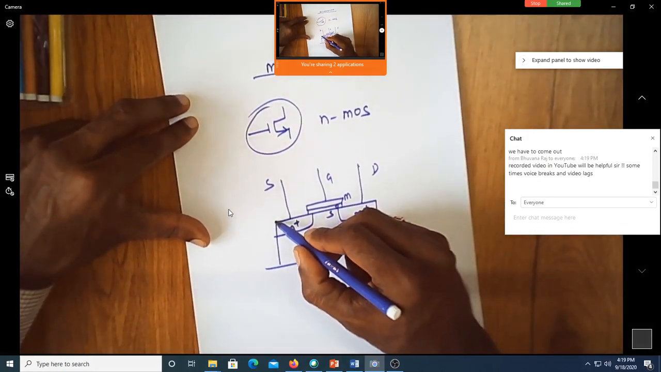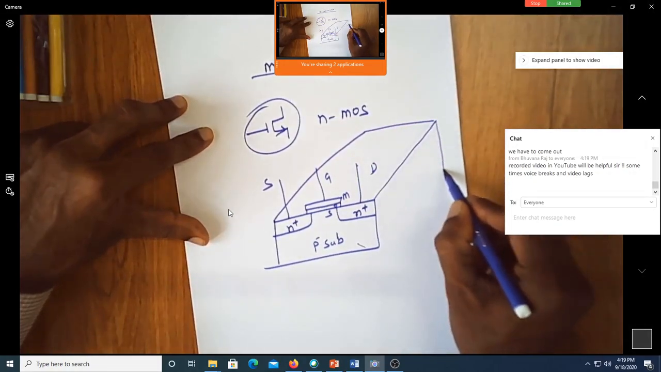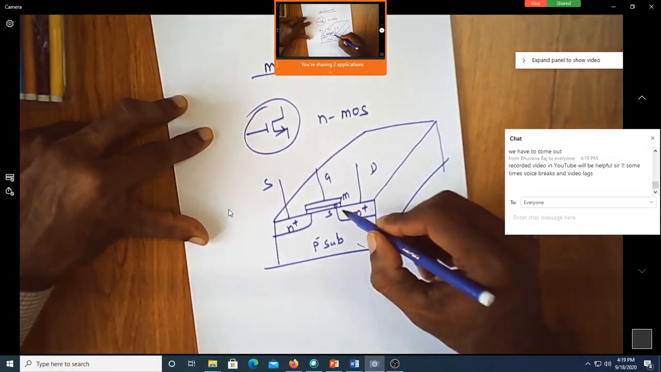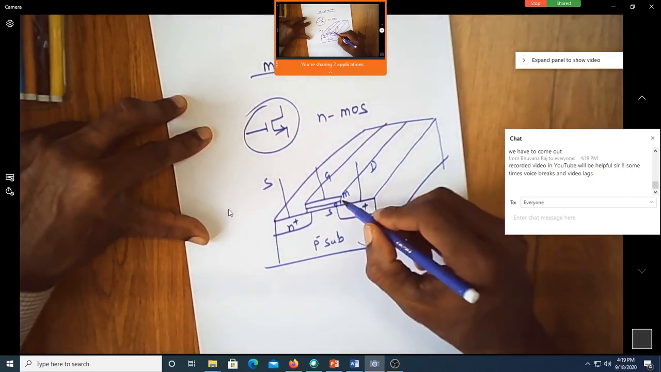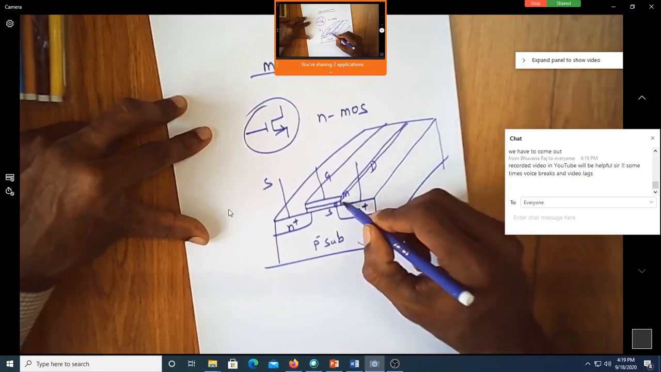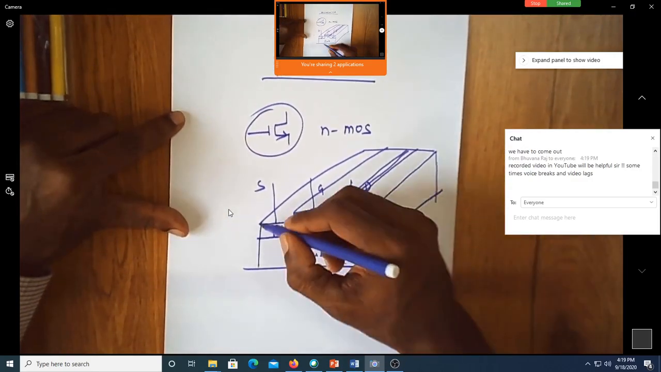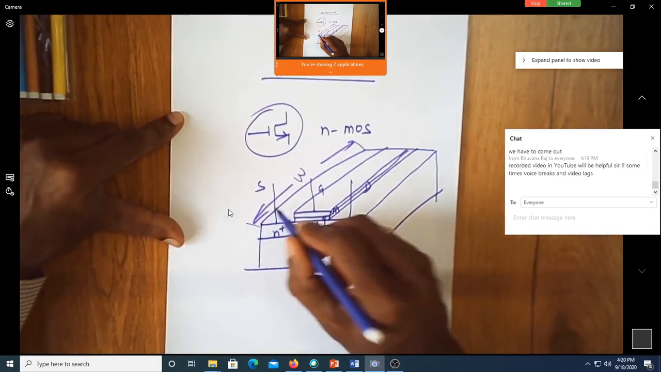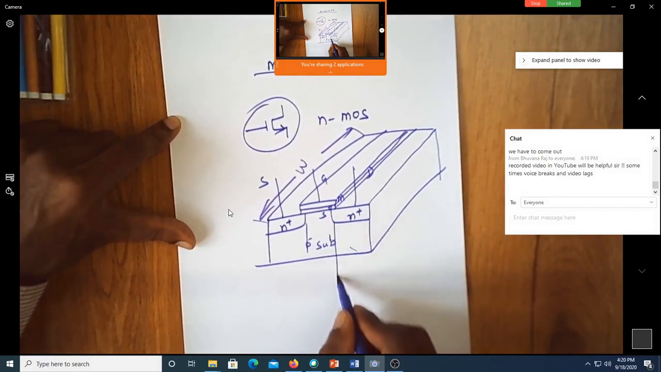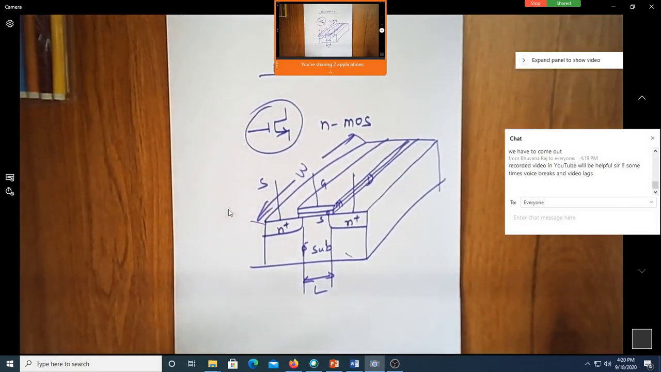The 3D view of this would be something like this. This will run throughout the entire length. This is there, this is there. This is the 3D view of it. This happens to be the width of the transistor, and this happens to be the length of the transistor. This is how a transistor is fabricated.